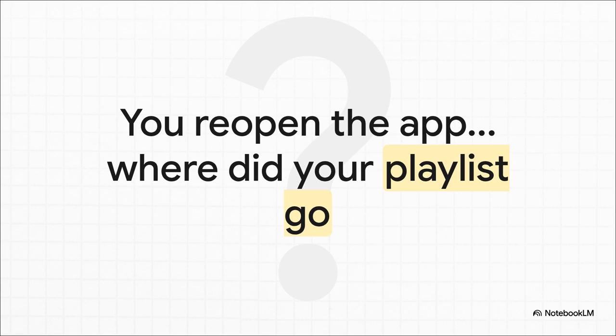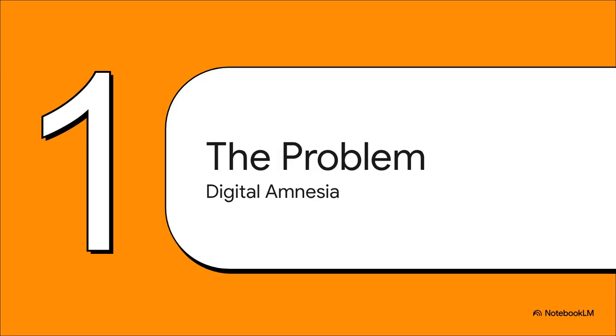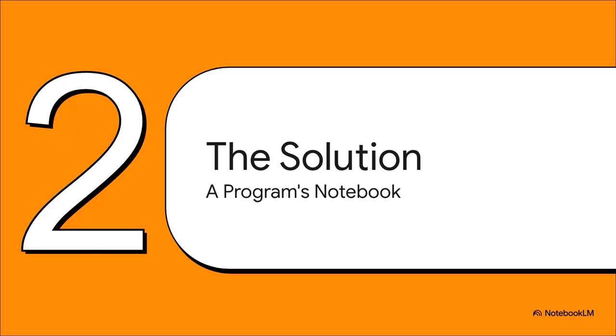This super annoying thing, believe it or not, actually has a name. Yeah, it's called digital amnesia. See, by default, everything a program is thinking about, your score, your playlist, it's all stored in what's called temporary memory, or RAM. The very second you close that program, that memory gets completely wiped clean. The program literally forgets everything it ever knew. So how in the world do we give our program a long-term memory?